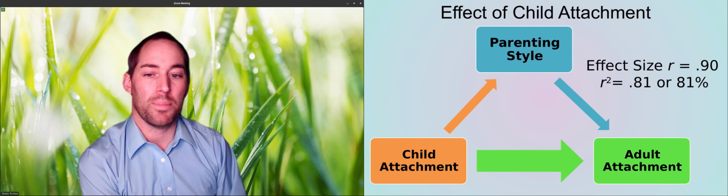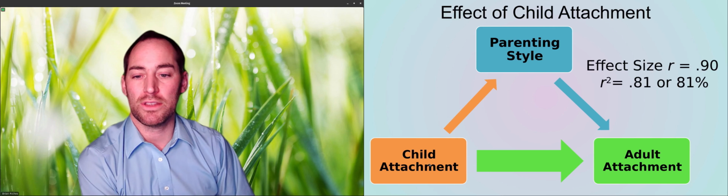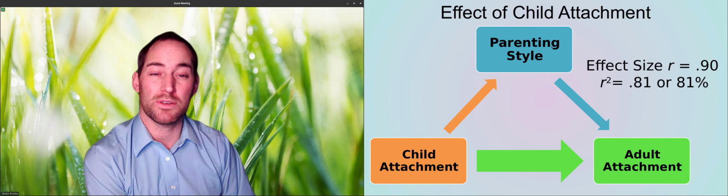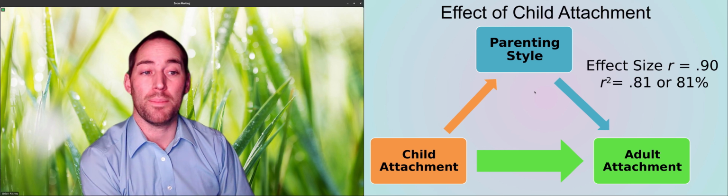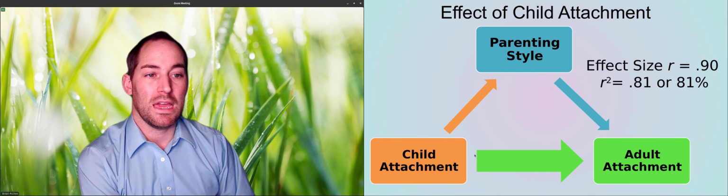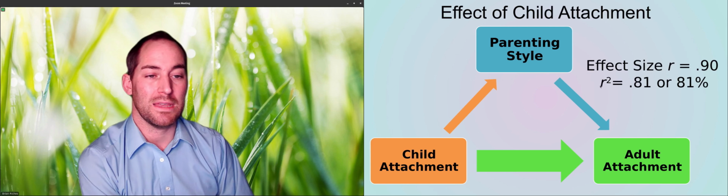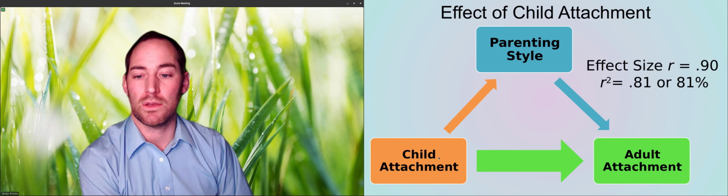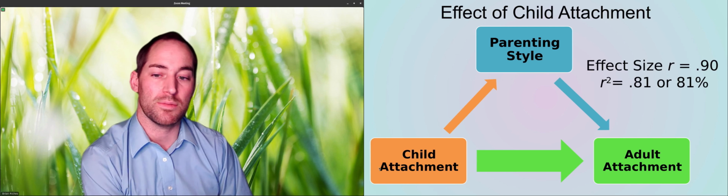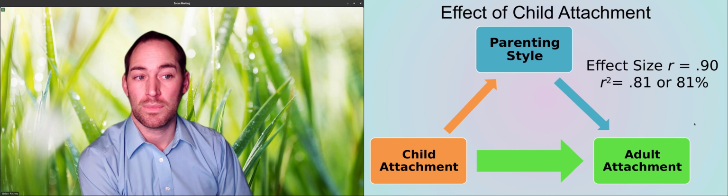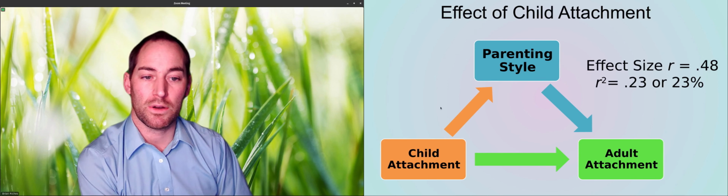So a good example of this is, let's look at child attachment is related to your adult attachment. It's often moderated by parenting style. So let's say this effect size between child attachment and adult attachment is 0.90. That means your R squared is 81%. So you can mostly predict your adult attachment from child attachment. Let's change these arrows.